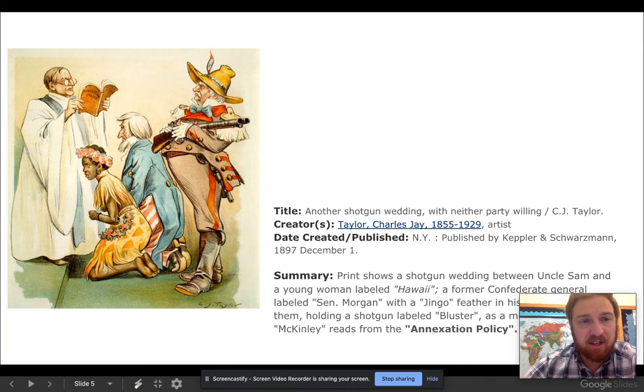And what we're learning is if you look, this isn't a Bible, it's actually an annexation policy. Annexation basically means when one piece of territory is expanded upon. So ultimately, this cartoon was about the United States annexing Hawaii as a territory.